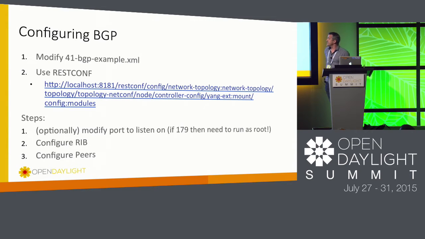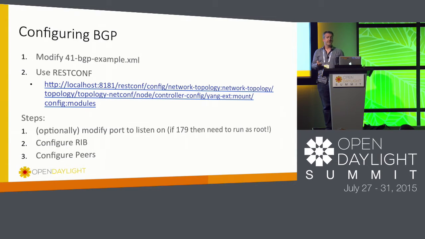But what I tend to do more often is use RESTCONF. The only issue there, of course, is the massive length of the URL, and getting even longer with Lithium, given that in Beryllium we're going to drop the inventory, so this is showing it as of Lithium using network topology rather than inventory. So the first thing you need to do is set up the RIB itself.